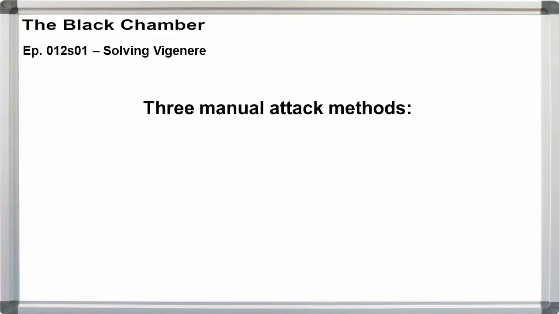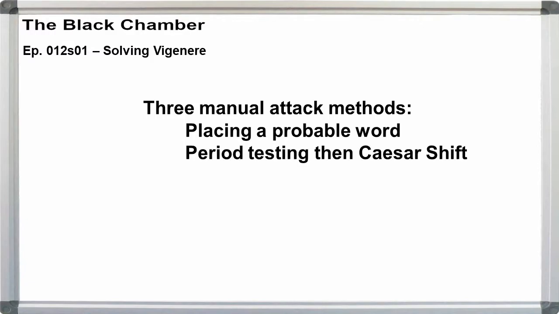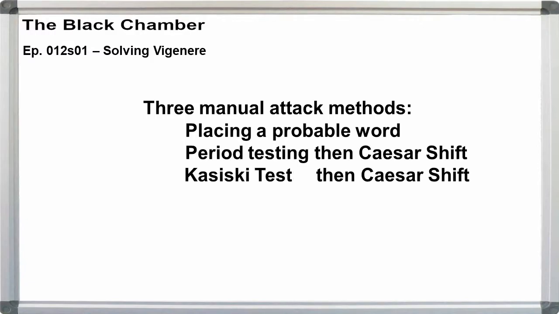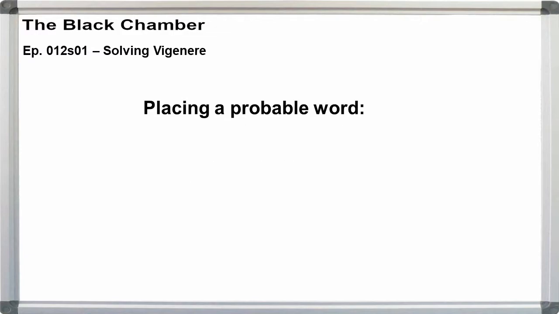We'll explore 3 methods for manually attacking Vigenere ciphers. We have Probable Word, period testing, and the Kasiski Test. First, we'll start with Probable Word.